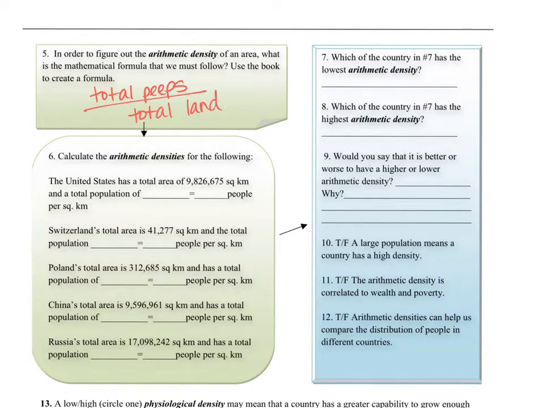Okay, so total people divided by total land. So all the people and all the land. Okay, I'm going to give you the population numbers, so you don't have to worry about looking those up. But you're going to tell me what the numbers are.